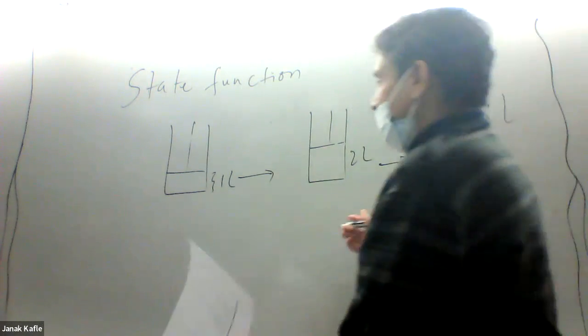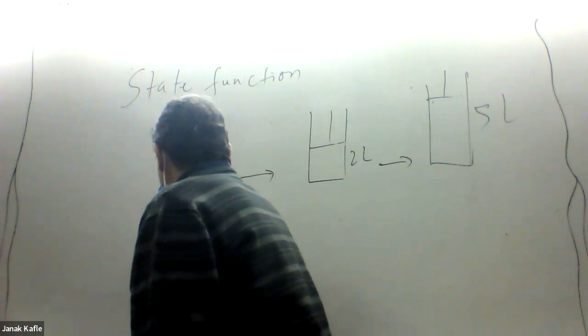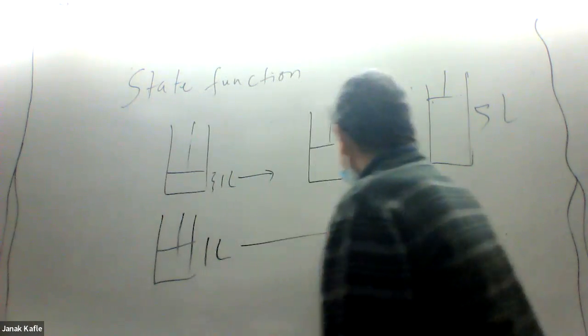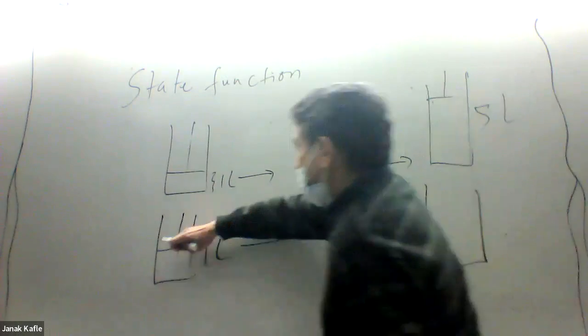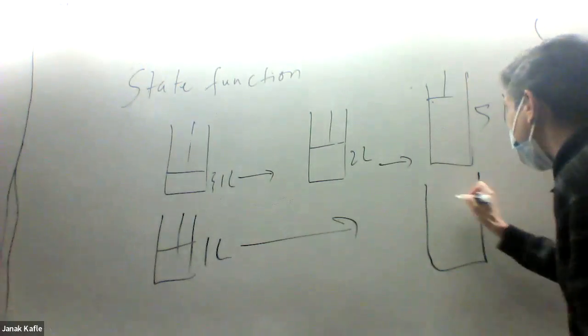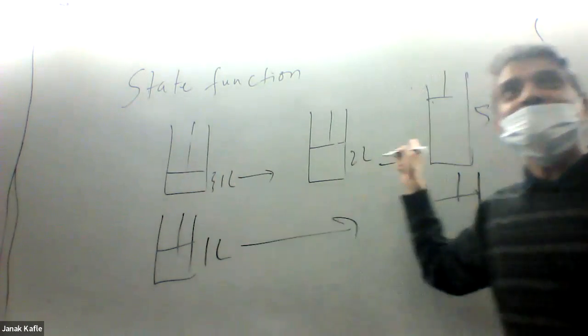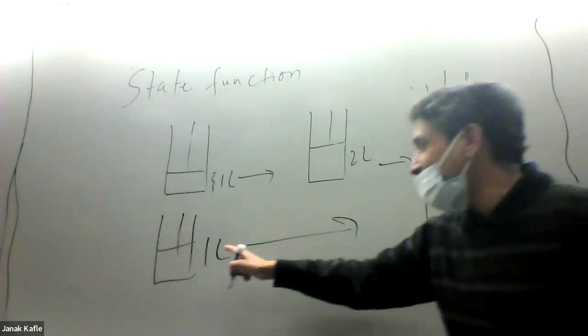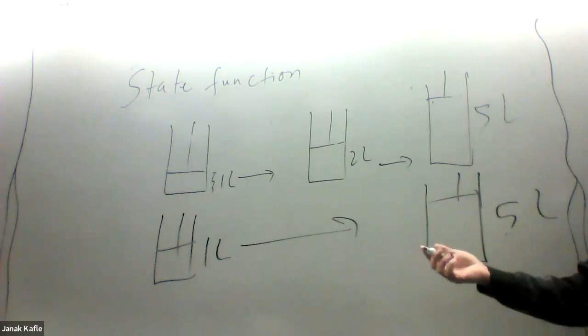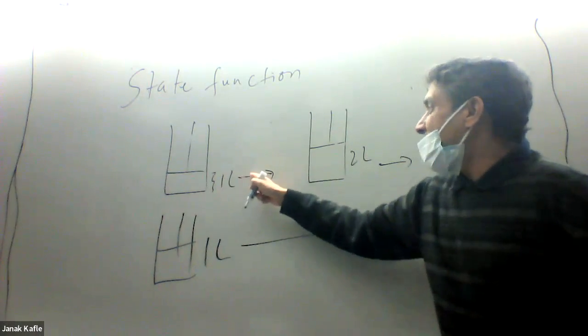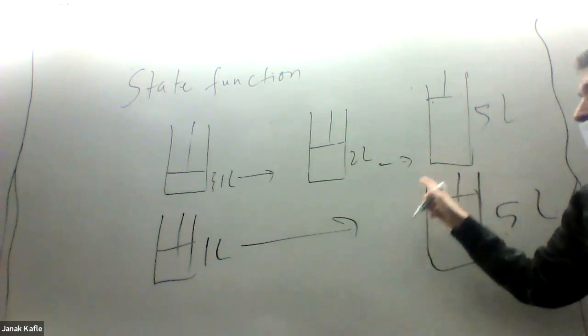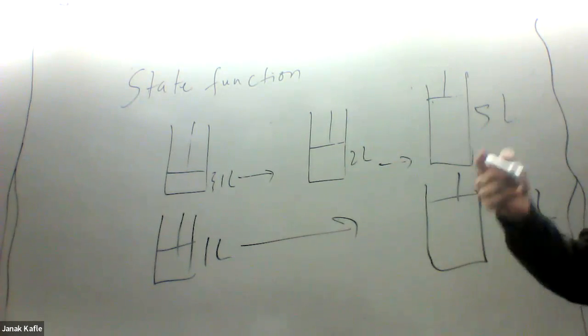You could go this way, or you could go this way also. You have 1 liter here. Now you pull the piston directly up in 1 step and reach 5 liter. Look here: you started from 1 liter and reached 5 liter. Here also you start from 1 liter and reach 5 liter. Here you are walking in multiple steps, but here you are walking directly in a single step.